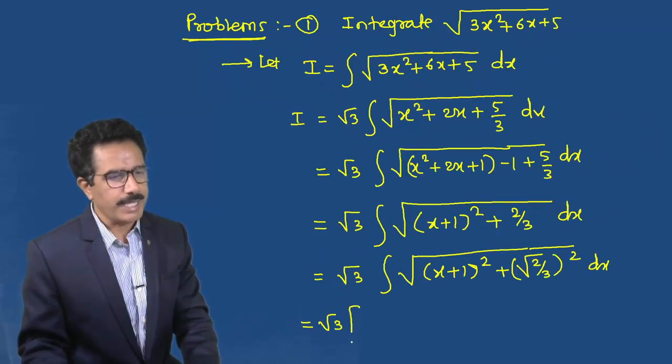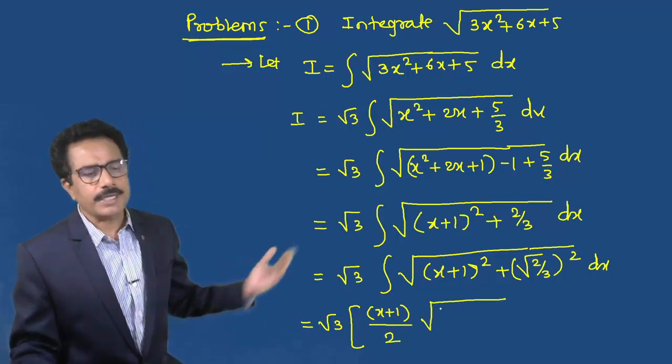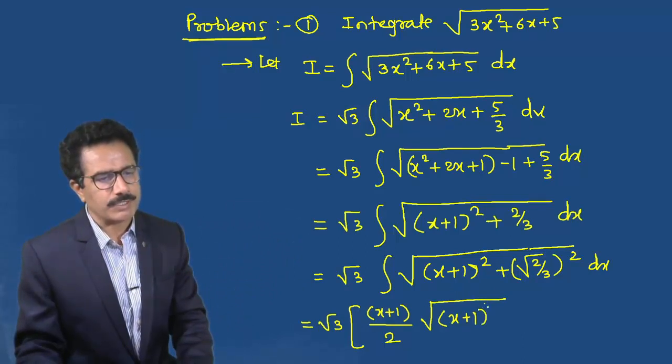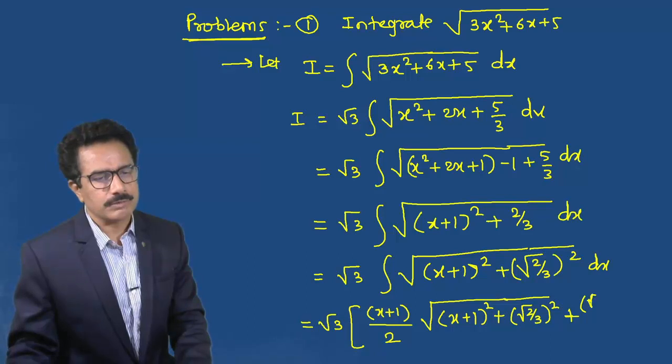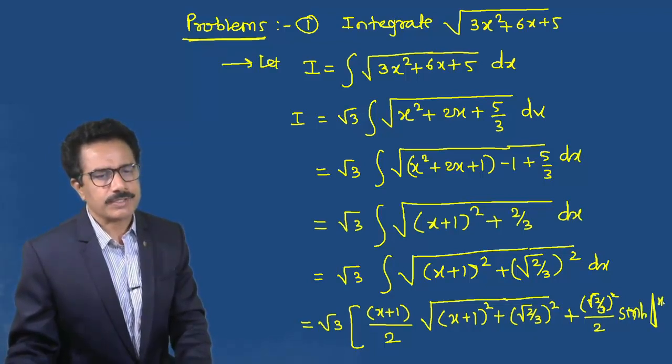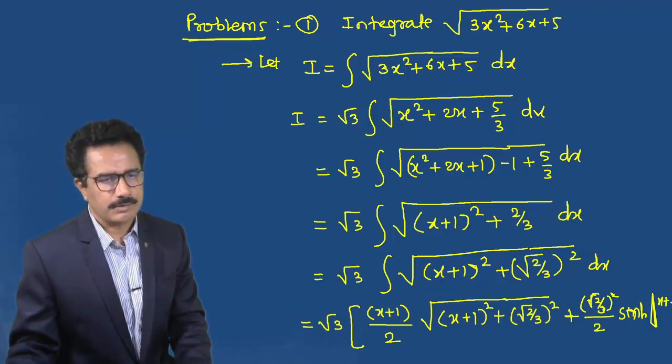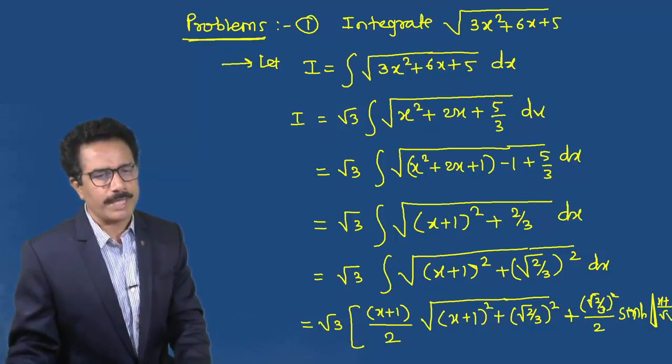Root 3 as it is, x by a means x plus 1 divided by 2 root x square plus a square, (x plus 1) bracket square plus a square means root 2 by 3 bracket square, plus a square by 2 means root 2 by 3 bracket square upon 2 into sinh inverse of x by a, x plus 1 divided by a means root 2 by 3.